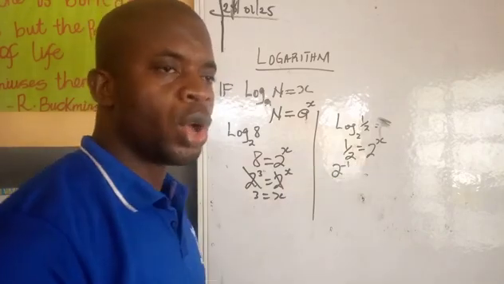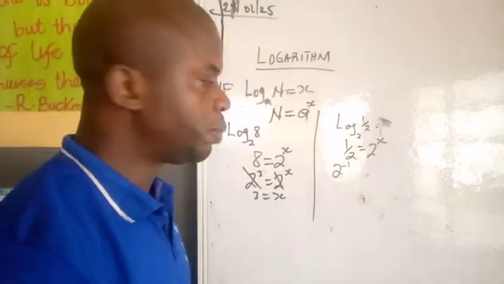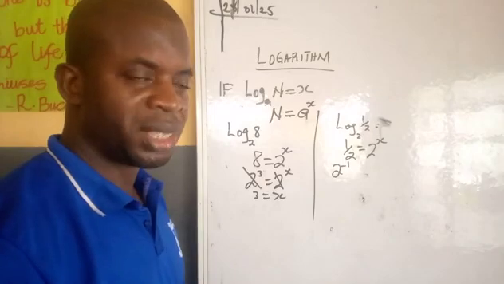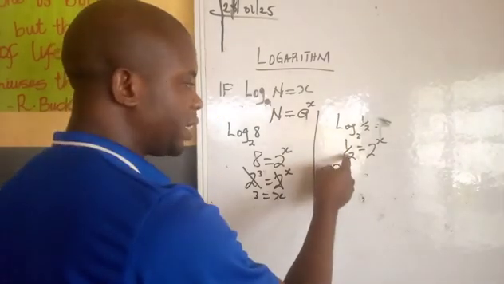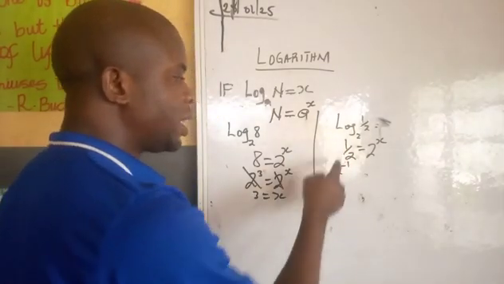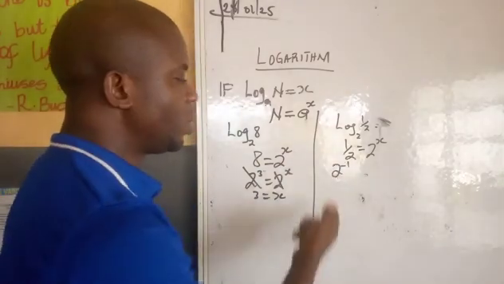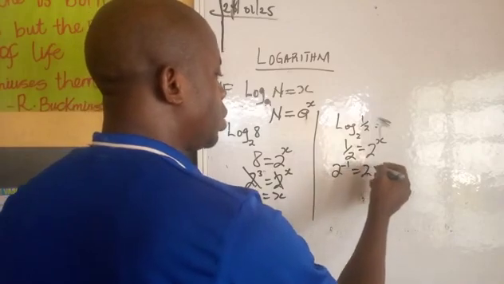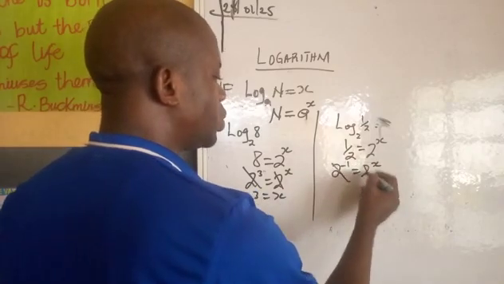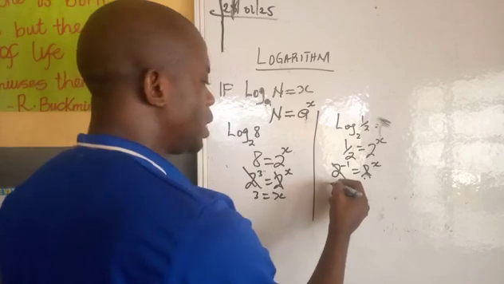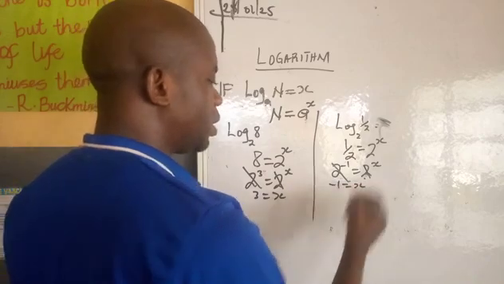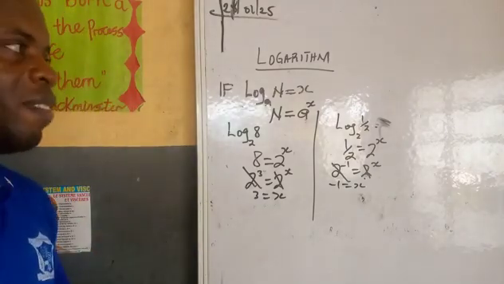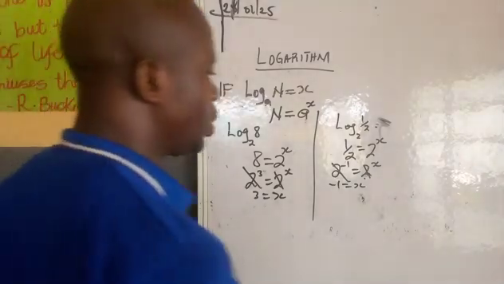That is why you need to have the knowledge of indices before you can solve this logarithm in a base other than 10. Because when you convert it in indices, you should know that 1 over 2 is the same thing as 2 raised to power minus 1. So we can now have 2 power x. We cancel 2, they have the same base now. We are having minus 1 equals x, or x equals minus 1. So you can have a lot of questions like that.